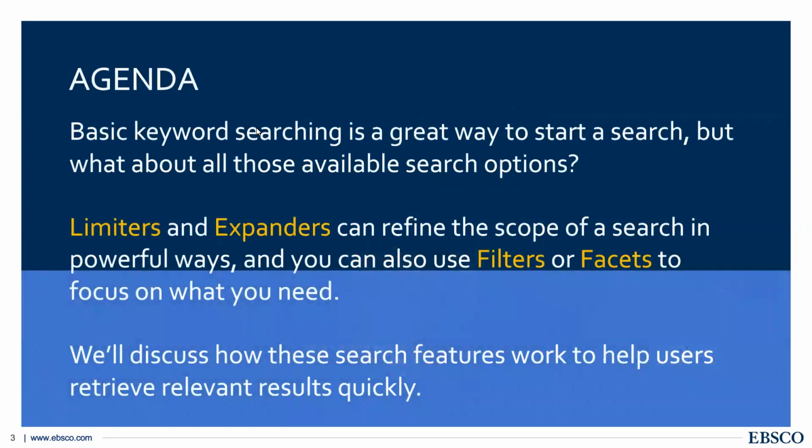We do have a quick agenda. We're going to keep it basic and simple. We're going to talk about basic keyword searching. We know that you can do that efficiently, but we also know that there are some things that can help refine your search. So we're going to explore the limiters and expanders, filters and facets to help you refine your search to get you to the search results you need. We will discuss those features of the EBSCOhost interface, and we'll also conduct a few basic searches to demonstrate how you can refine your search.